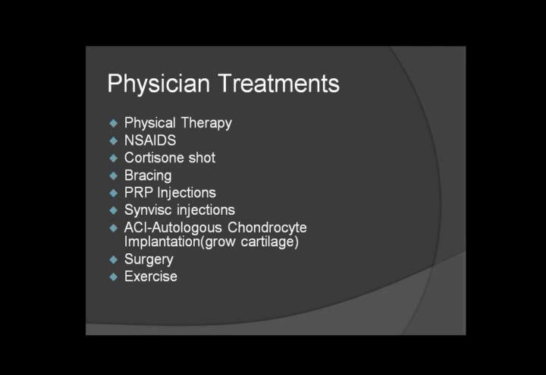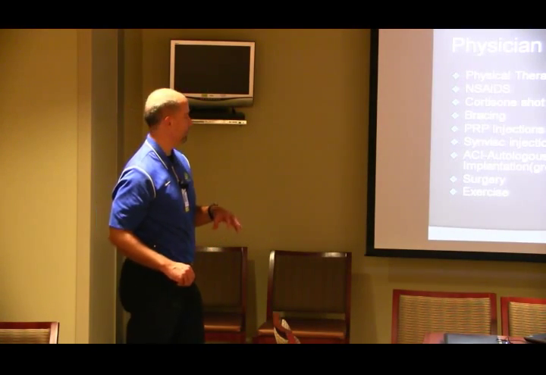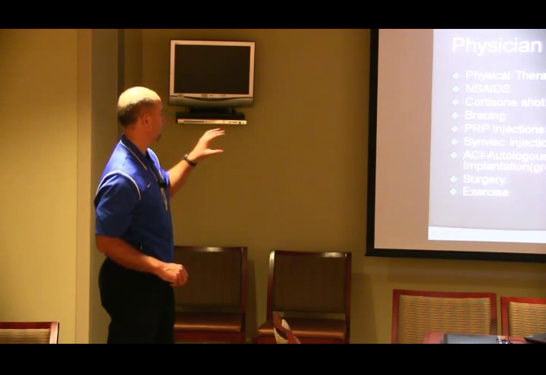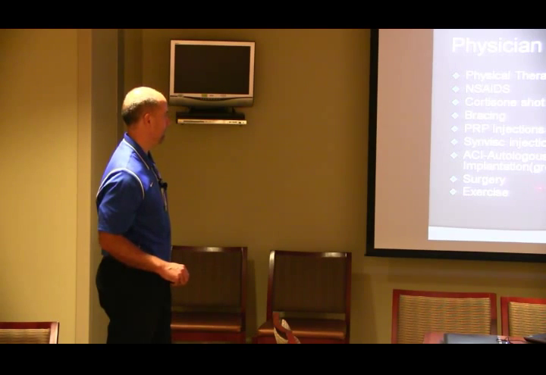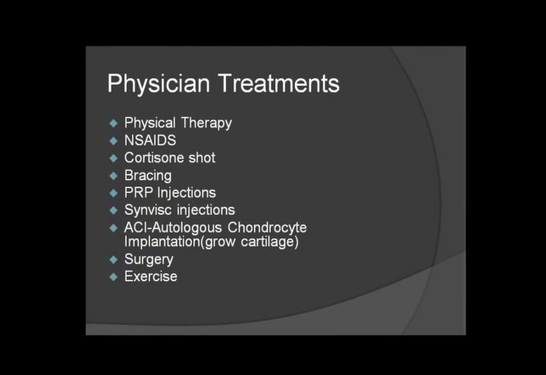Autologous chondrocyte implantation: basically they try to harvest some of your cartilage cells. Your body's constantly breaking down and producing cartilage. They'll try to harvest from an area that doesn't have weight bearing, and they'll grow that in vitro and put it back in surgically into an area that's damaged in your body. There have been some studies that show that's been helpful. Surgery, of course we talked about some surgeries, and of course exercise, appropriate exercise can really help someone.